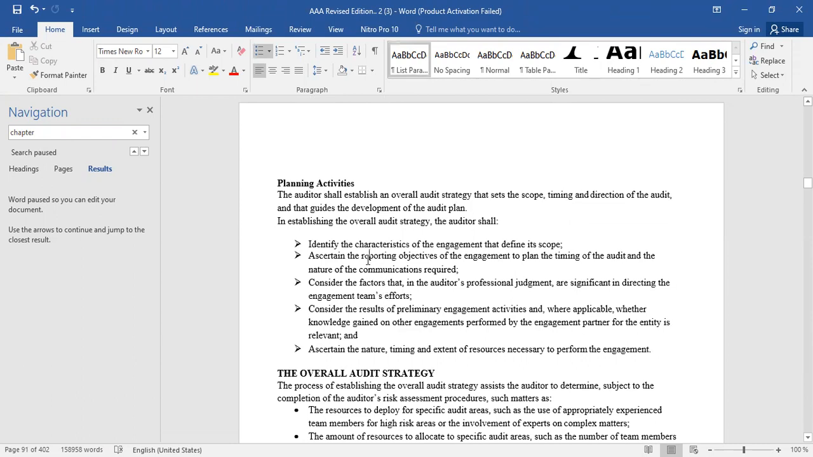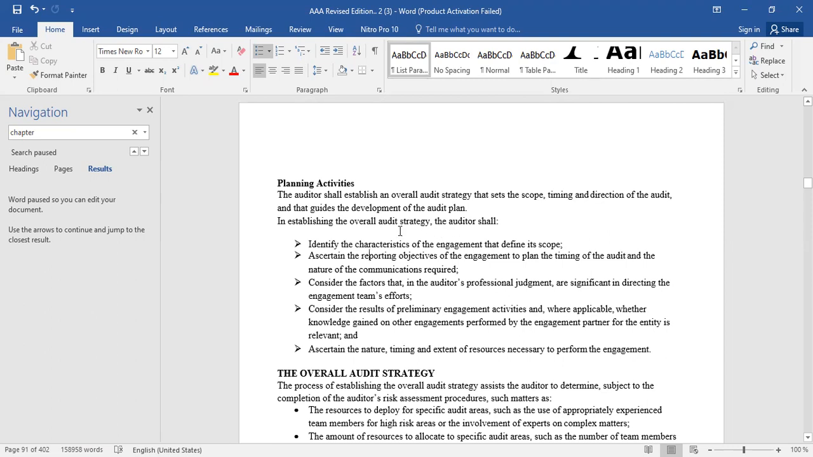So identify the characteristics of the engagement that defines the scope. Planning activities are just things that we discussed. Under the planning activities, the things that you do during planning: the auditor shall establish the overall audit strategy that sets the scope, timing, and direction of the audit, and that guides the development of the audit plan.